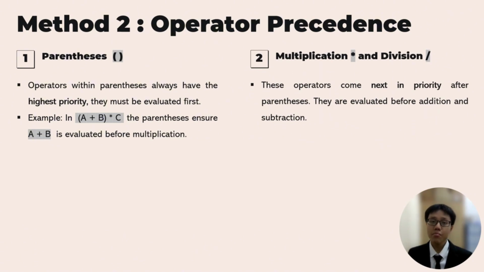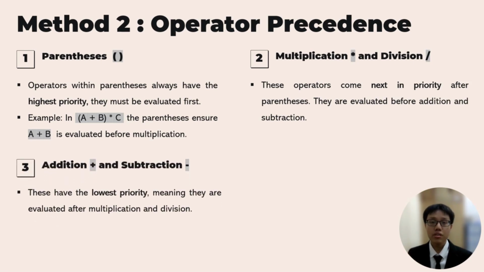Second, multiplication and division. These operators come next in priority after parentheses. They are evaluated before addition and subtraction. Third, addition and subtraction. These have the lowest priority, meaning they are evaluated after multiplication and division.